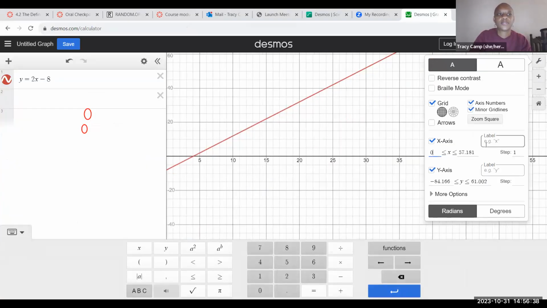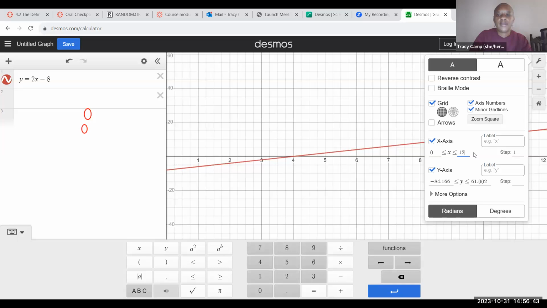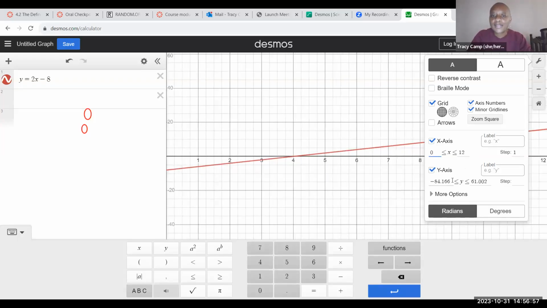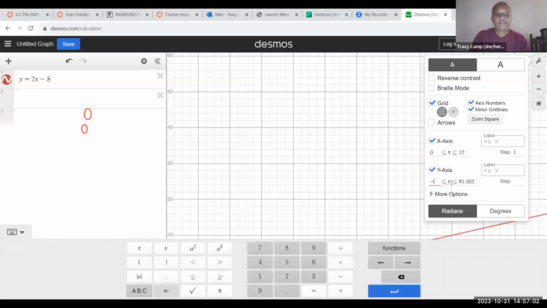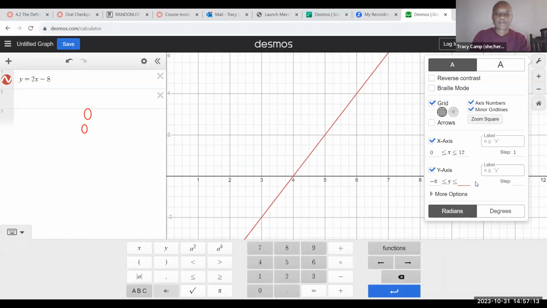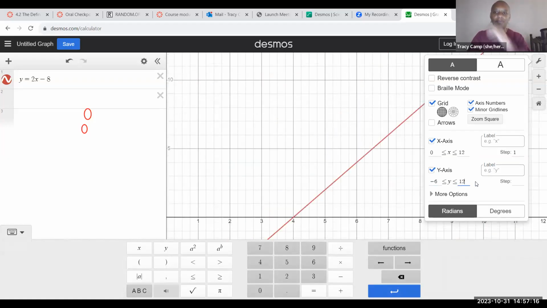For x, let's go from 0 to 10, or maybe 0 to 12. No, for x, let's go from like -2 to 12. Just give me some more to work with. Oh wait, no, we'll start at 0, sorry. And then for y, let's go from negative 6 to 2 times 9 is 18. 18 minus 8 is 10. So let's just go from here to there.